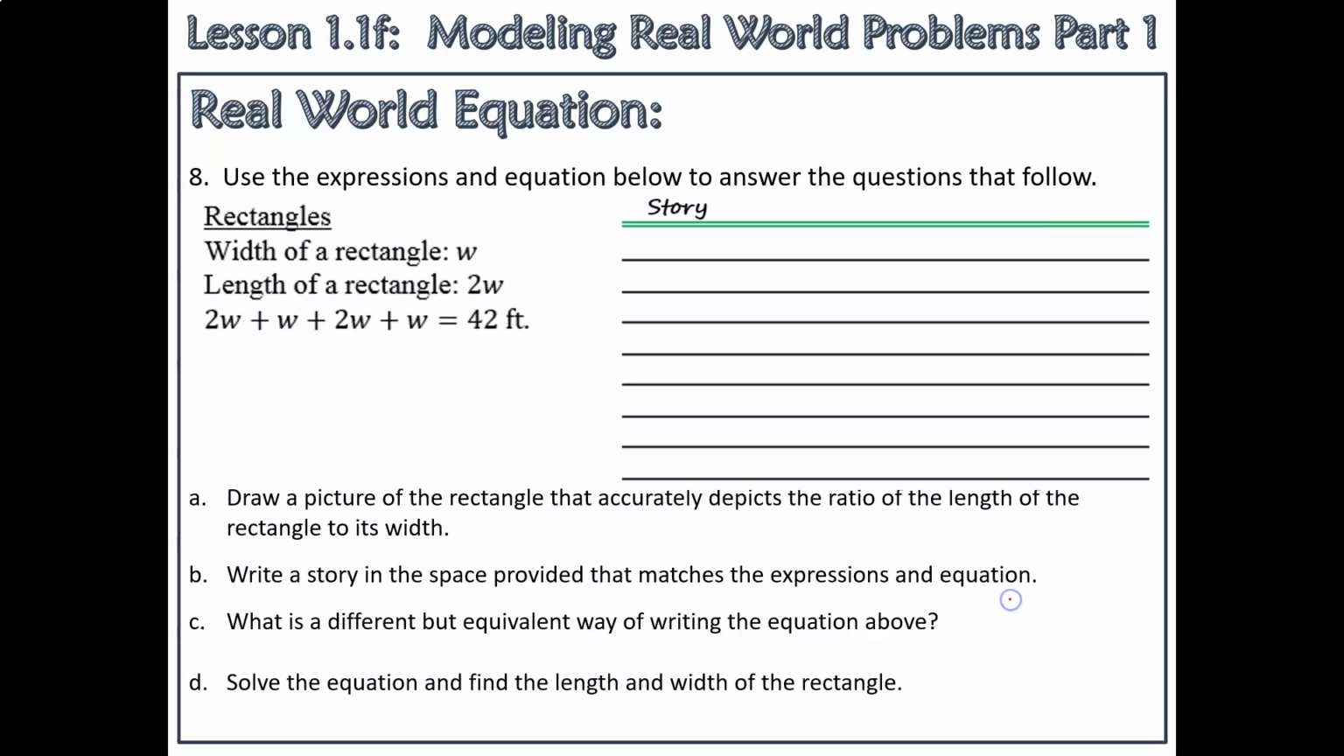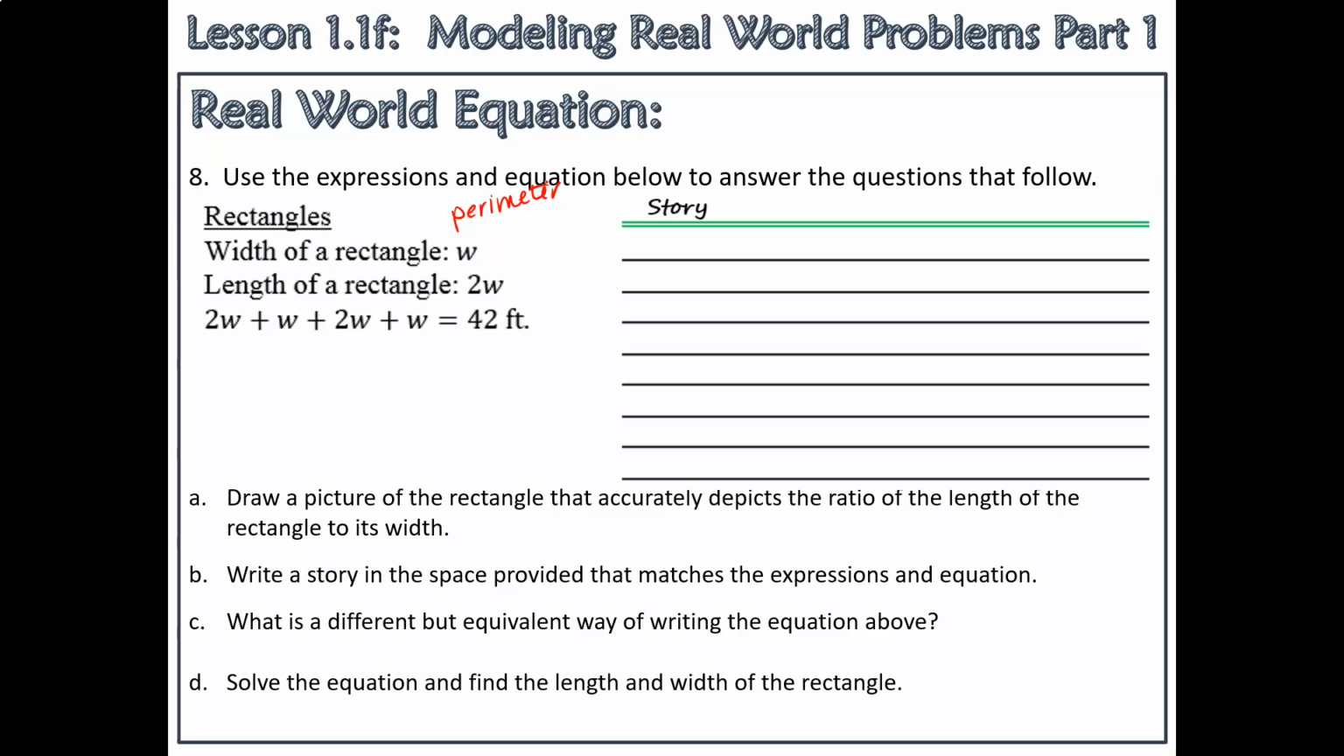Let's move on to rectangles with the next one. Use the expressions and equation below to answer the questions that follow. The width of a rectangle is W. The length of a rectangle is 2W. The equation says 2W plus W plus 2W plus W equals 42 feet. So this is the two lengths and the two widths, and if you add up the sides, we're talking perimeter.